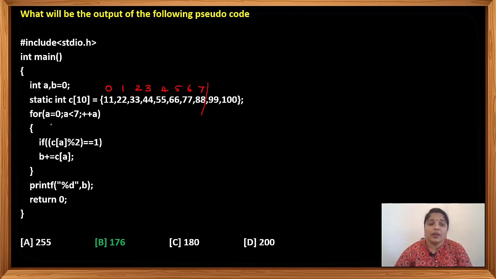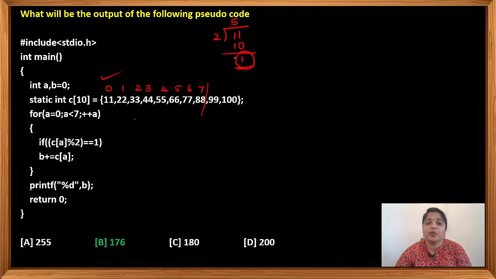Okay. So here if C of A mod 2 is equal to 1, we are entering the loop. First A is initialized as 0, and A less than 7 is evaluated and it is seeing if C of A mod 2 is equal to 1. That means C of 0. What is C of 0? C of 0 is the 0th element. 0th element is 11. 11 mod 2 is 5 into 2 which is 10. This is 1. This is the answer.